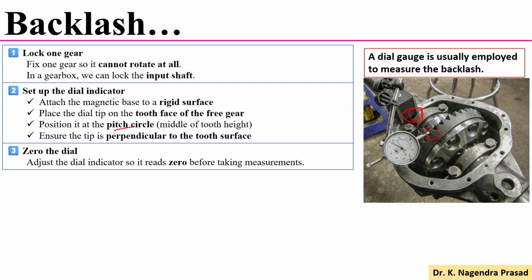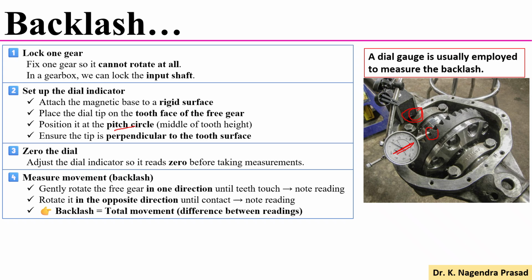The third step is to zero the dial. You have to adjust the dial indicator so it reads 0 before taking measurements. The next step is to measure the movement. Generally, you rotate the free gear in one direction until it touches the teeth. In this condition, note down the reading. Then rotate it in the opposite direction until contact, and note down the reading again. Then backlash is equal to the total movement, or the difference between the two readings.